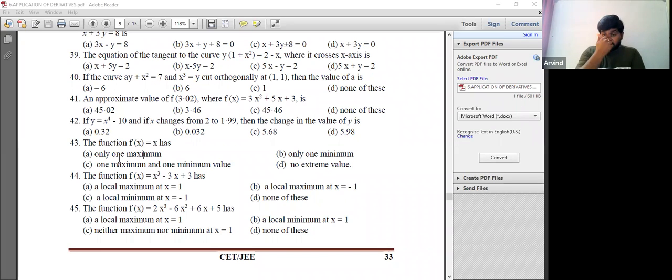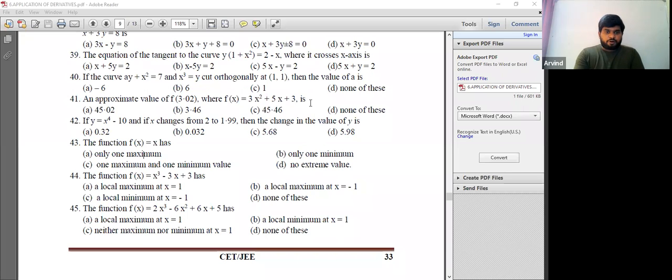So f of x is equal to x. It is neither maximum nor minimum. You can check it with the graph itself. It will be extending on both the sides, so you will not get a minimum value, nor a maximum value. So no extreme value. Okay.